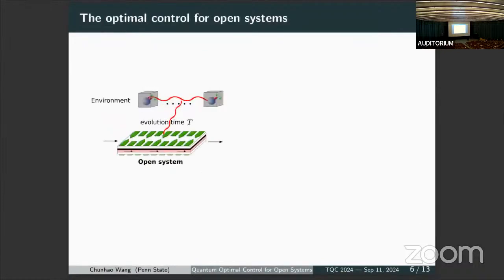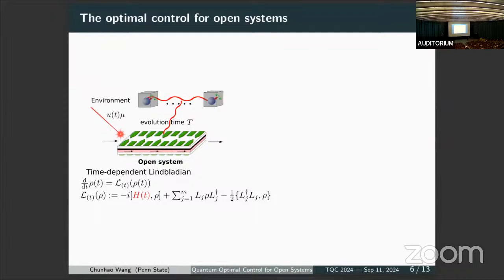Again, in this case, we want to control an open system. So again, we have this external control field, u(t) times mu, controlling this Hamiltonian part. In this simplified model, which is also the realistic model, we assume we're only controlling the Hamiltonian part, and we don't touch this interaction part. Now this Lindbladian becomes time dependent. So here, instead of H, we have H(t), this time-dependent Hamiltonian. But for the rest of the terms, the jump terms, the dissipation part is time independent.